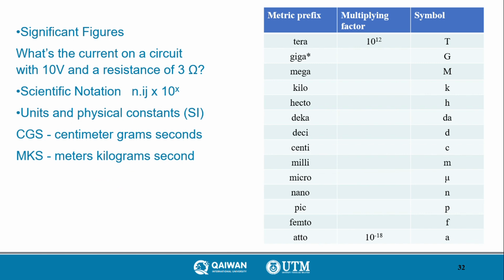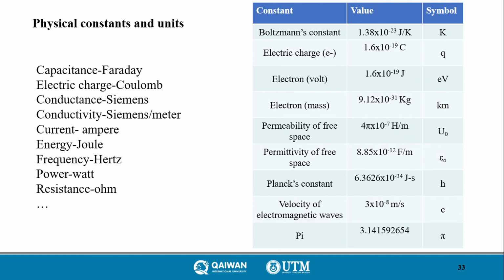These are the prefixes. You should all know the scientific notation according to the SI units, the physical constants and units like Planck's constant, the voltage and mass of an electron, velocity of electromagnetic wave, the pi. These physical constants and mathematical constants will be given to you in the exam. No need to memorize all these constants.